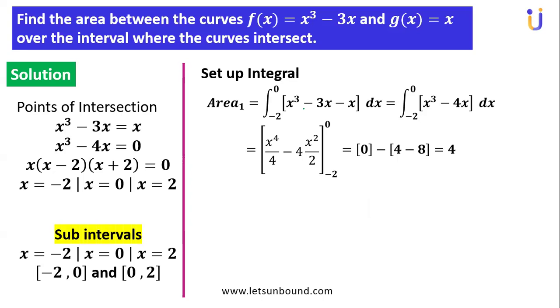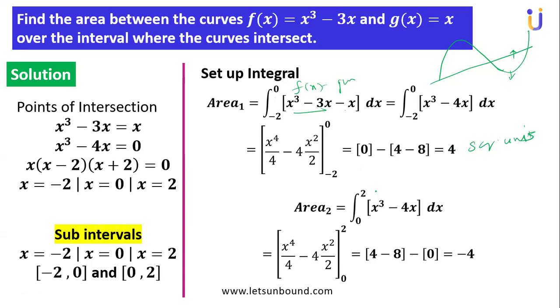Okay. So for minus 2 to 0, the cubic curve is up and the line is below. So minus 2 to 0, x cubed minus 3x minus, this is f of x minus g of x category. And the rest you can evaluate, use the power rule and simplify. You got 4 square units. Next, second area, 0 to 2. Line will be the upper one. This will be the lower one.